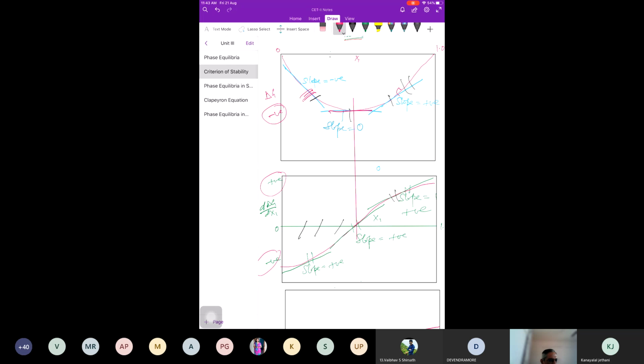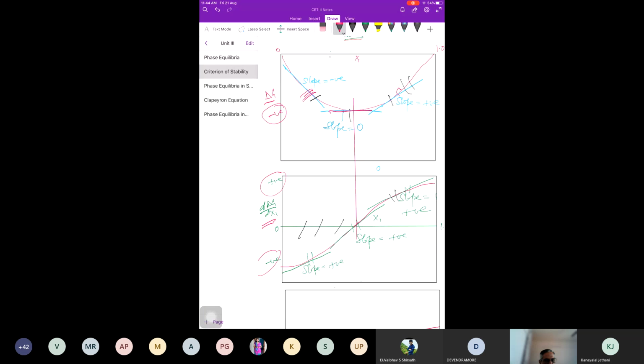Slope of anything, of delta G versus x1. Slope is what? d delta G by dx1. Slope is the derivative, you should know this from maths, right? So if I take a tangent and take the slope of that tangent, that gives me the derivative of that function. So I'm taking delta G and plotting d delta G by dx1. So I plotted the slope: here it is negative, here it became zero, crossed, and here it became positive. Understood?